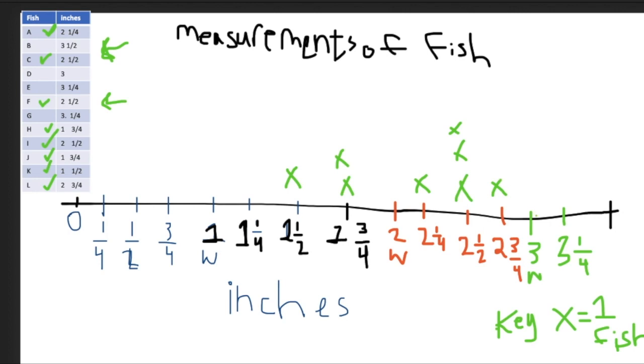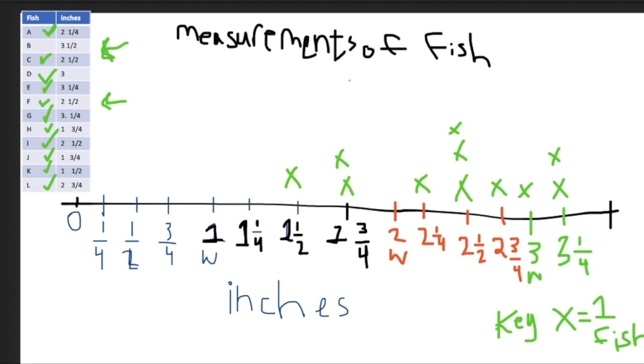How many fish were 3 inches? I see 1 over here. Now, how many fish were 3 and 1/4 inches? I see 1. I see 2. So I'm going to put 2 X's. Let me go back into my table to see if I missed any fish. All right, L, K, J, I, H, G. I got F, E, D, C, B.